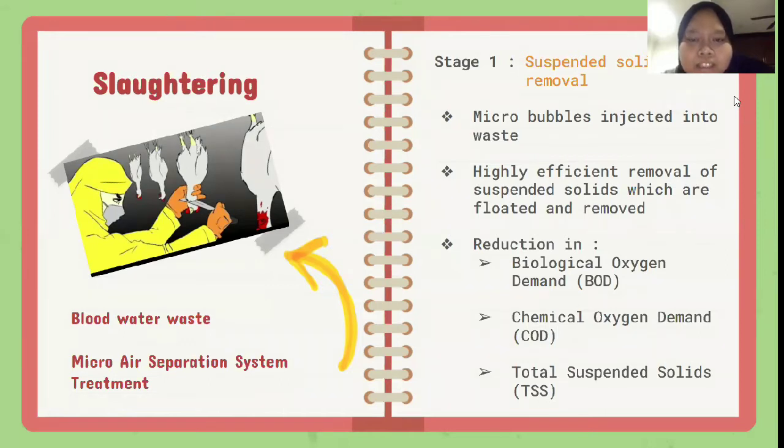So in stage 1, it is suspended solid removal. Micro bubbles are injected into the waste, which is highly efficient for removal of suspended solids, which are floated and removed. So this gives a reduction in biological oxygen demand, chemical oxygen demand, and lastly total suspended solids.